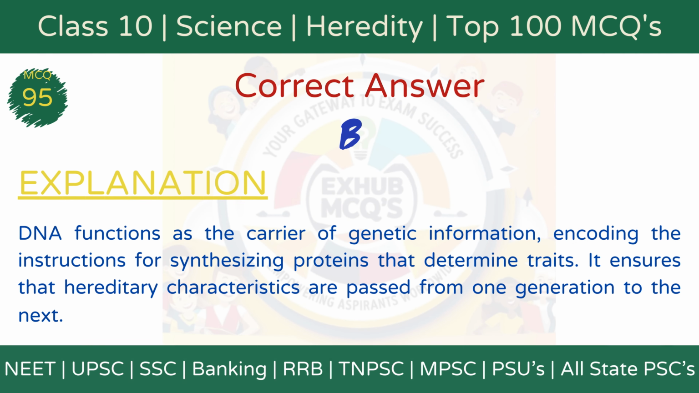The correct answer is option B, to code for traits. Explanation. DNA functions as the carrier of genetic information, encoding the instructions for synthesizing proteins that determine traits. It ensures that hereditary characteristics are passed from one generation to the next.